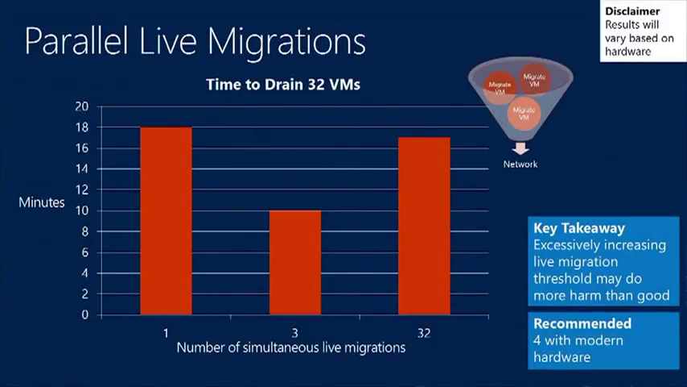So that's parallel migrations. This is an example of doing 32 VMs. So from 1 to 3, 32. See the time is the same? Yeah, it just depends on the bandwidth that you have.